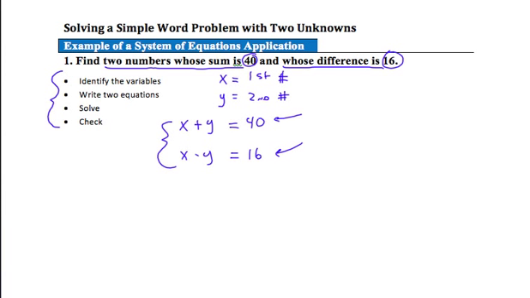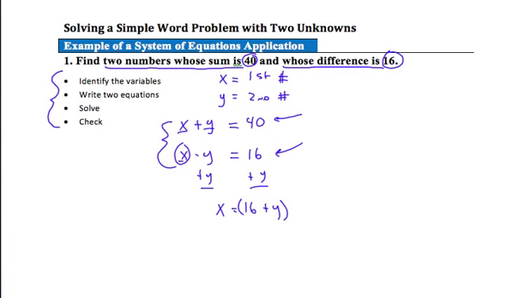Now I want to solve, and we're going to use substitution to solve this. So I need to isolate one of my variables. Maybe three of these variables would be easy to isolate. Any of the ones that are positive would be a good one to isolate. I'll isolate this one. In this equation, to get x all by itself, I would add y to each side. So x is equal to 16 plus y.